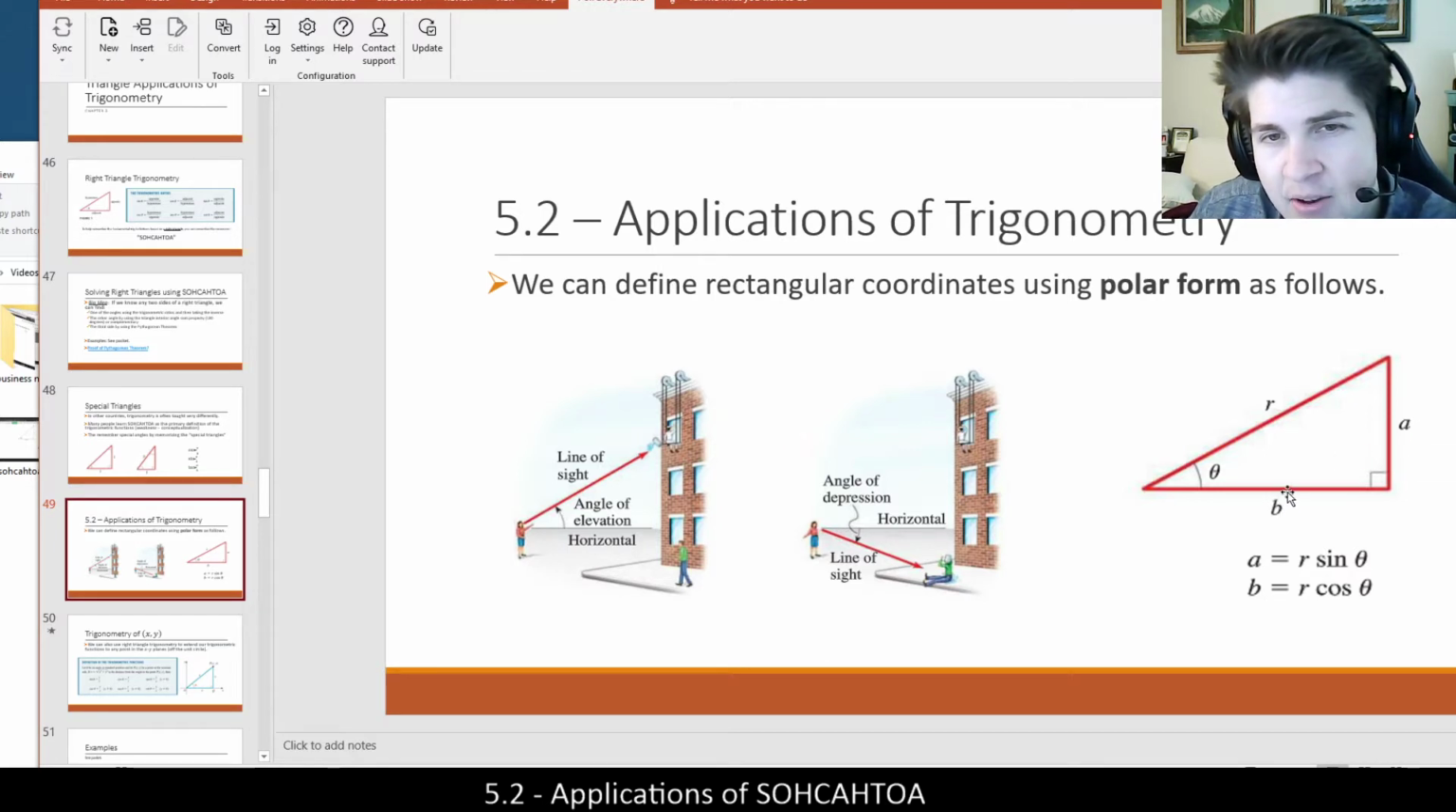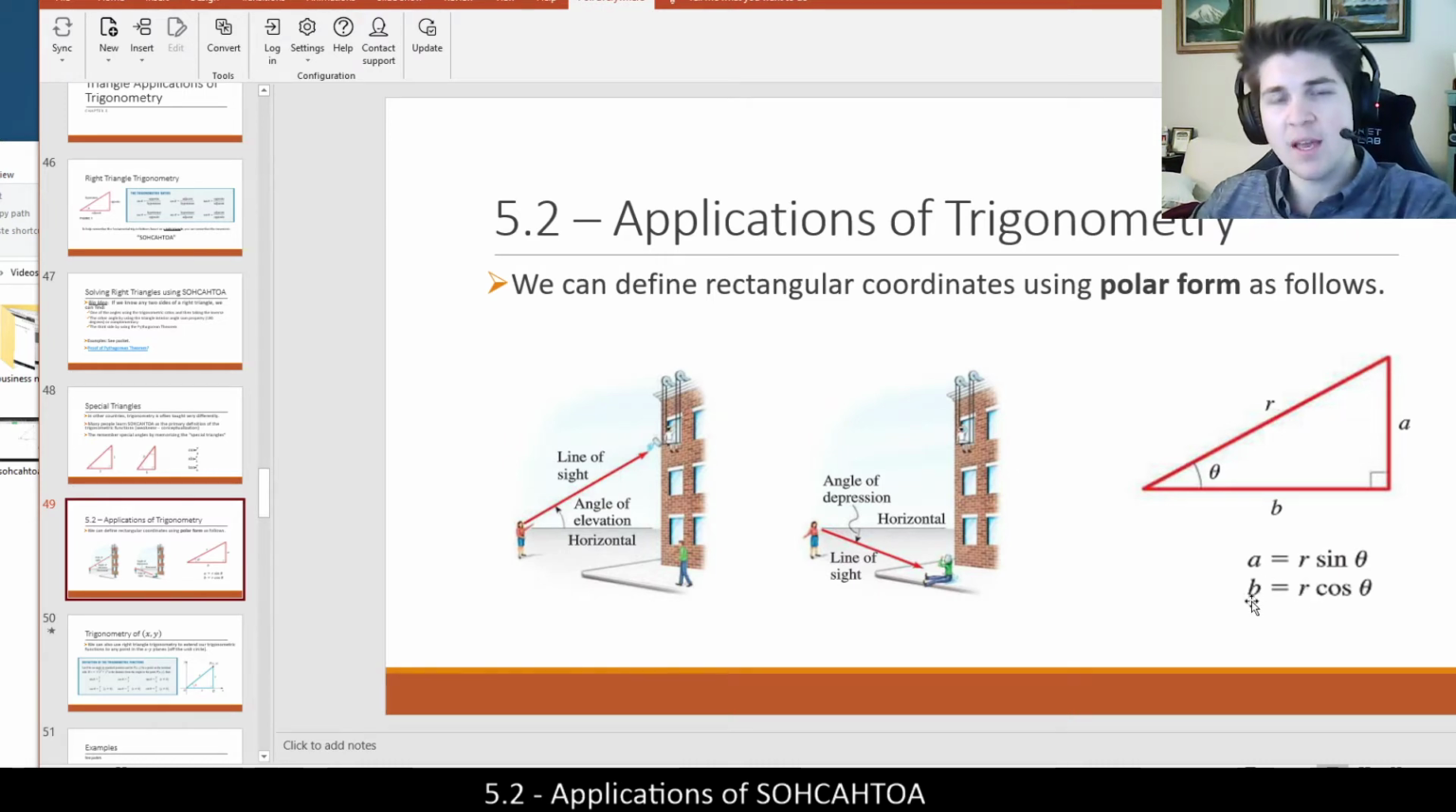Notice that since cosine of theta is adjacent over hypotenuse, I could say that cosine theta is b divided by r. But if I took b divided by r and multiplied across by r, that would give me b equals r cosine theta. This is the equivalent to SOHCAHTOA, the cosine part. Cosine is adjacent over hypotenuse. But in the same way, adjacent is equal to the hypotenuse times the cosine of theta, whereas the opposite side is always equal to the hypotenuse times the sine of theta.